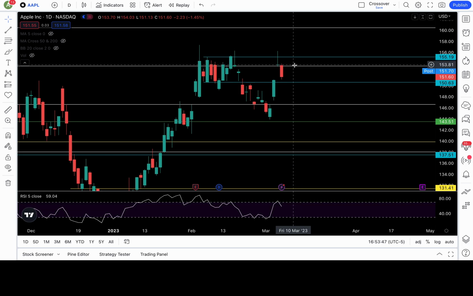I will only get bullish if it can recapture 153.5 to put 155, 156.6, and 157.5 in play, okay?